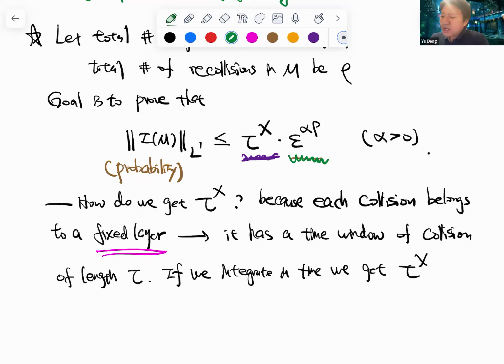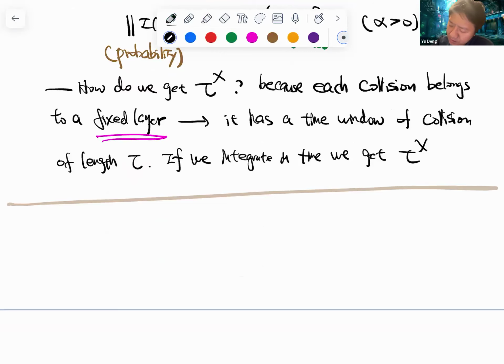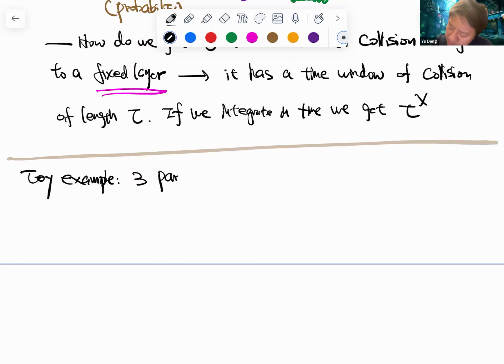Okay, so maybe a simple example is when we have three particles, we have two collisions. That's when you have no recollision, but when you have three collisions, you're going to have one recollision. And how are you getting this extra power from these recollisions? So the toy example: three particles, let's say A, B, C, two collisions.